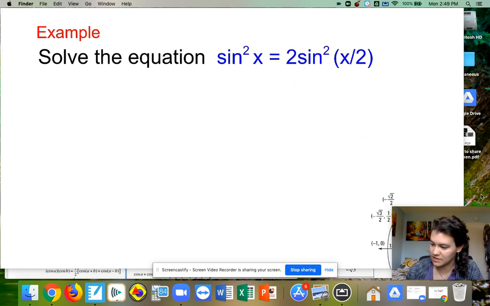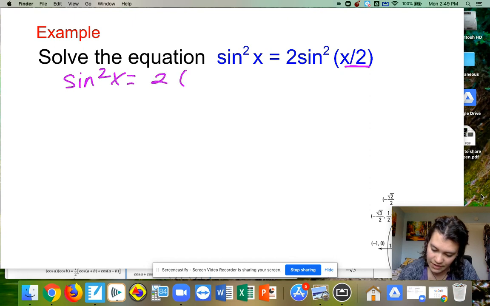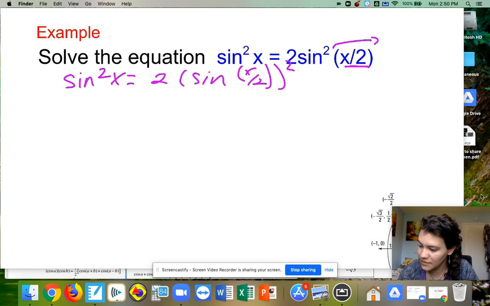So now we have this one. Here we have this weird x over 2. So I'm going to rewrite this, leave this sine squared for now, and rewrite this as sine of x over 2, the whole thing squared. So bringing the squared out front of everything. And now you can use the power reduction formulas, the half angle formulas.